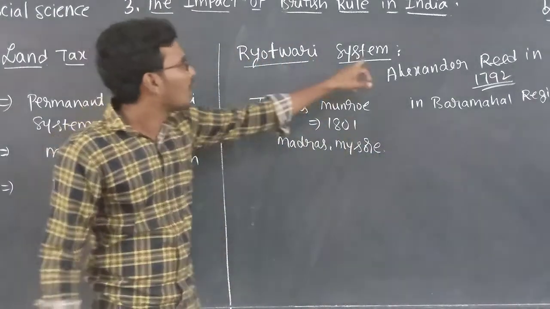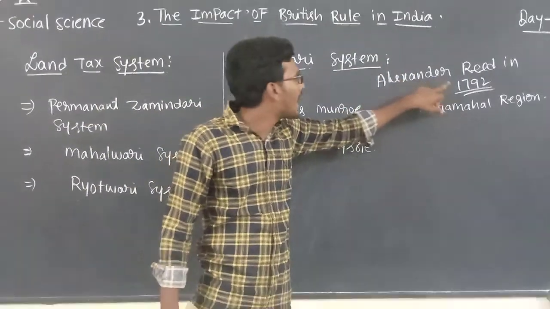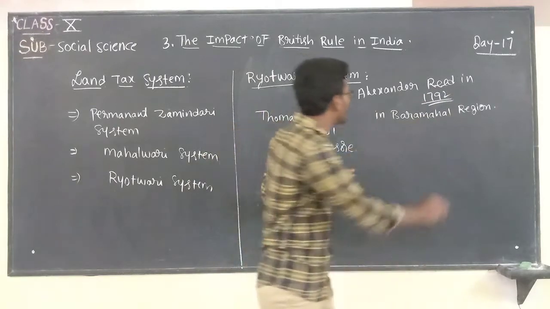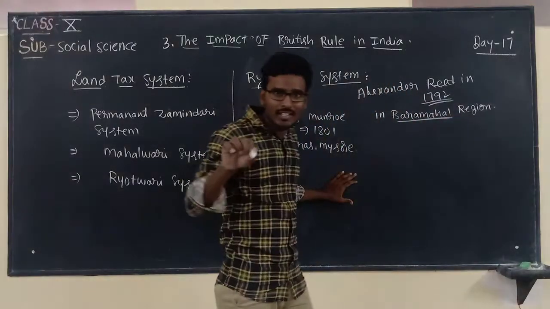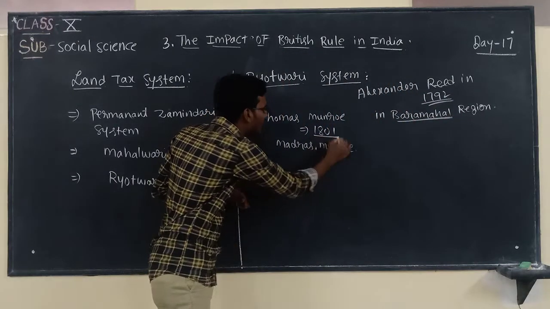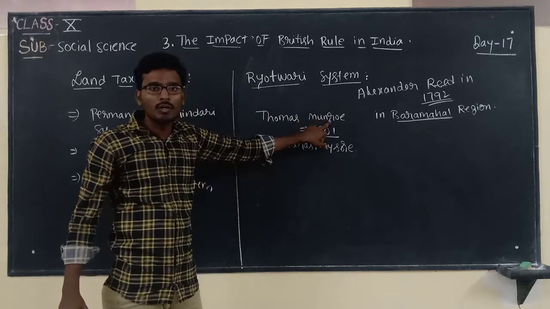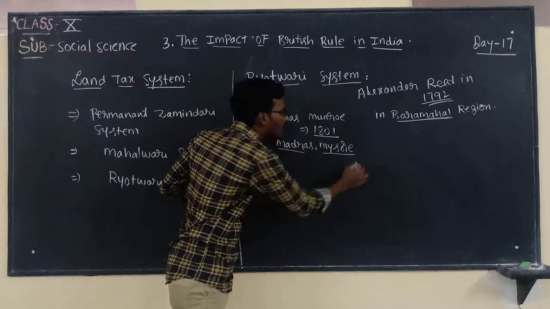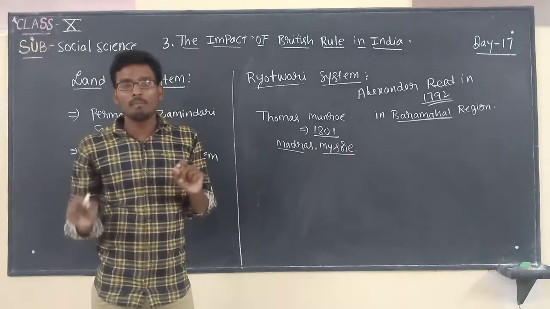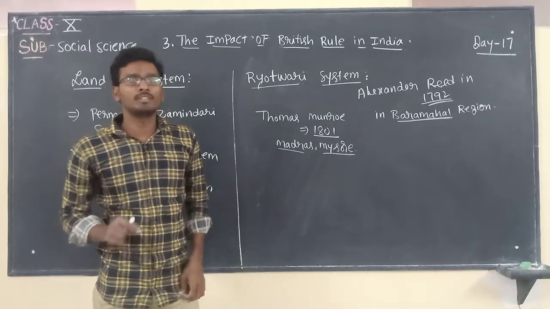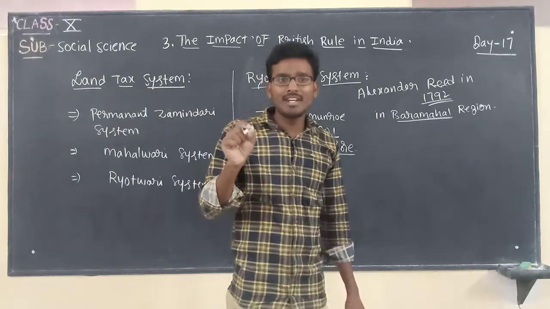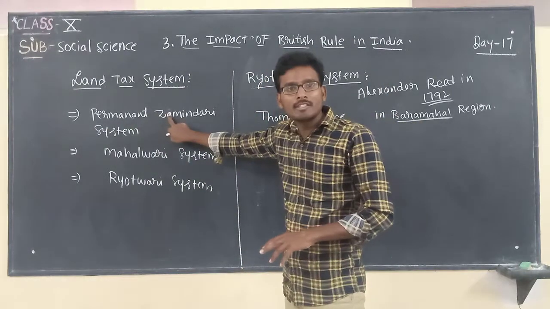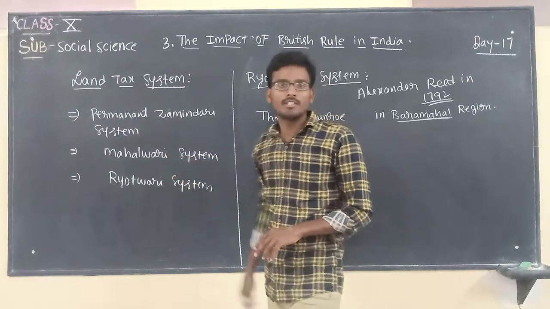So first of all, Rautwari system was implemented by Alexander Reed in the year 1792, in which region? Baramahal region. After that again, in the year 1801, Thomas Munro implemented Rautwari system in Madras and Mysore provinces. What is the major differentiation between Jamindari system, Mahalwari system and Rautwari system?